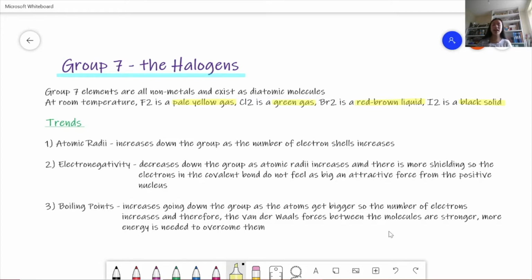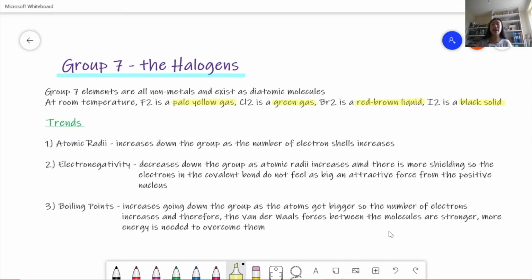And so the trends we have for group 7 are that the atomic radii increases down the group. And this is because the number of electron shells increases. So for example, fluorine is in period 2, so its outer electron is in 2p5 compared to chlorine, which is in period 3, so its outermost electron is in 3p5. So it has that extra electron shell, and so the atomic radii increases.